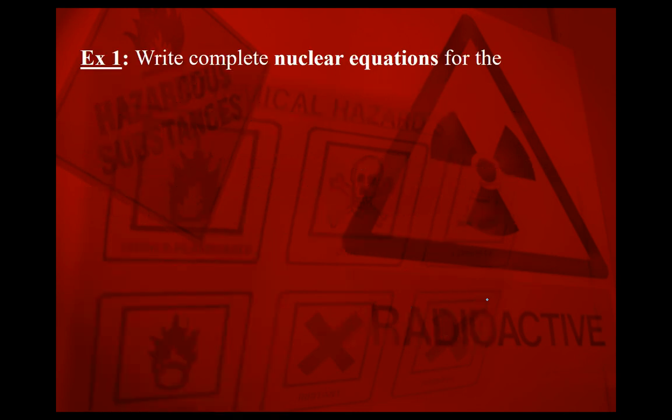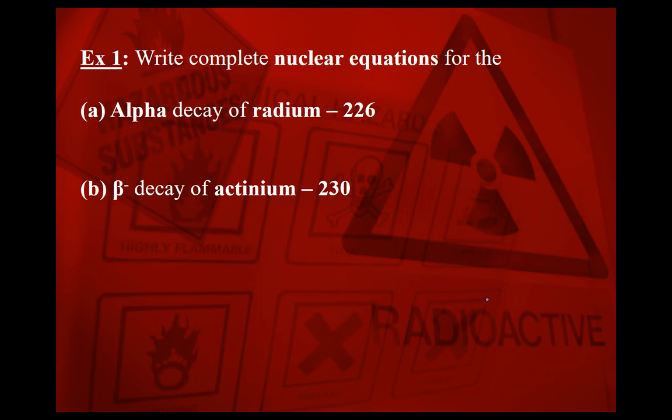Okay, so let's do a few examples here. We're going to write complete nuclear equations for alpha decay of radium-226, beta negative decay of actinium-230, and the beta positive decay of neptunium-234. Okay, so let me grab my periodic table here.